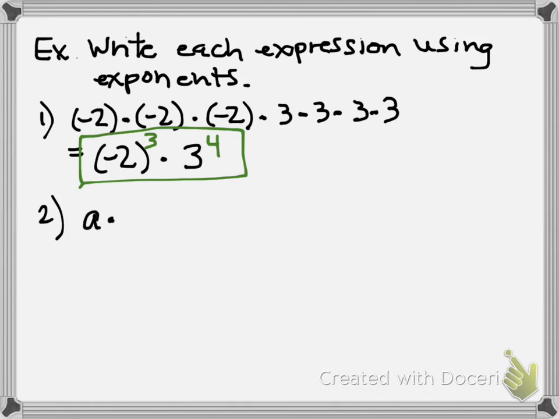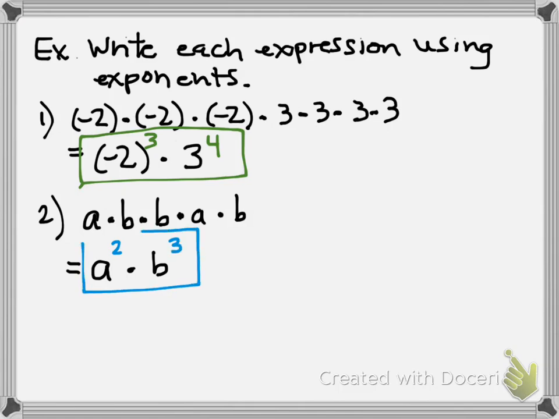How about this one? A times B times B times A times B. Okay? What are the bases in this problem? B and A. But I'm going to put them always, in algebra, we go alphabetically. So we have an A and we have a B. How many A's are there all together? 2. It doesn't matter if they're side by side or split apart. We just count up how many there are of that particular base. Okay, how many B's? 3. So my answer is A squared times B cubed.